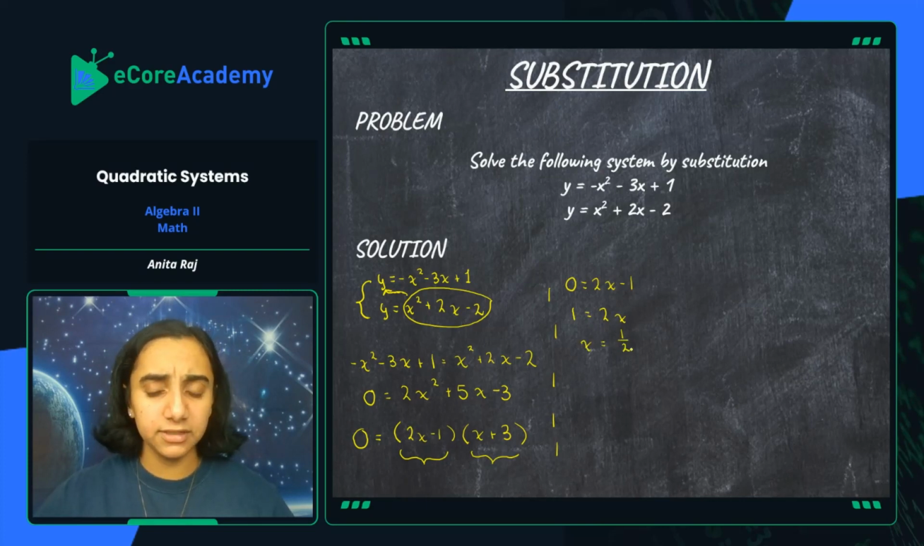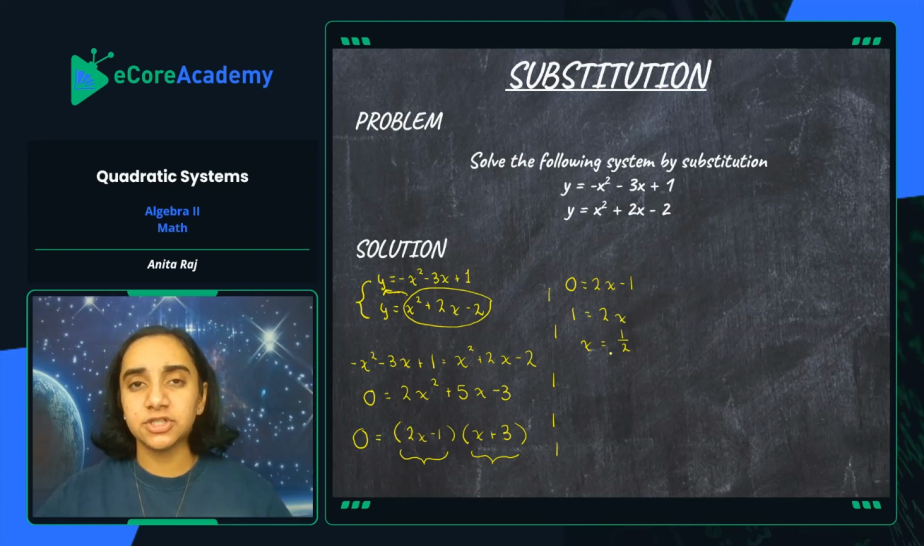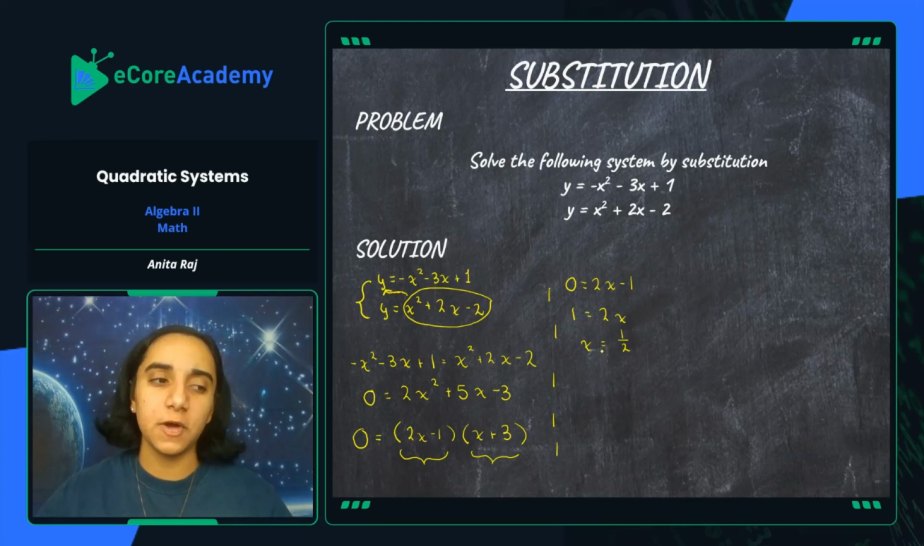But remember, we're not done, because to find the actual solution set, we need a coordinate. So we need to solve for y as well. To solve for y, we can just plug 1/2 back in for x in one of these equations here. For example, I'm just going to pick y equals x squared plus 2x minus 2 because it's just the easier one to work with.